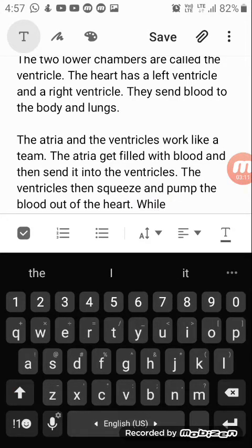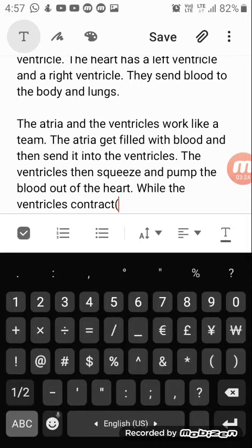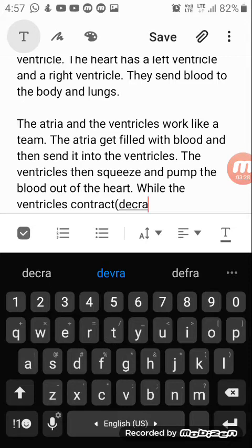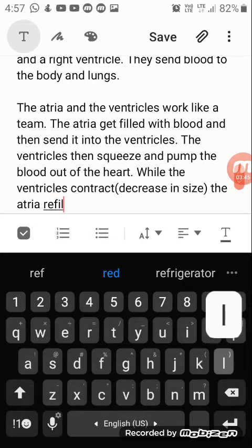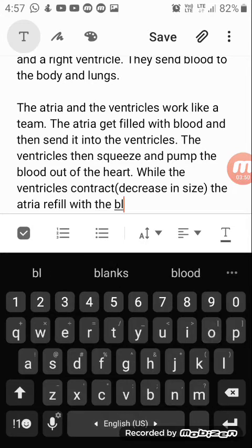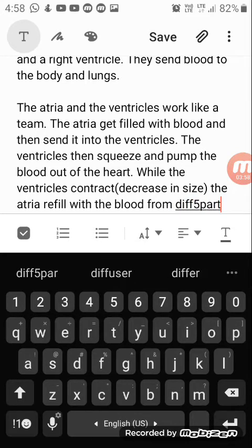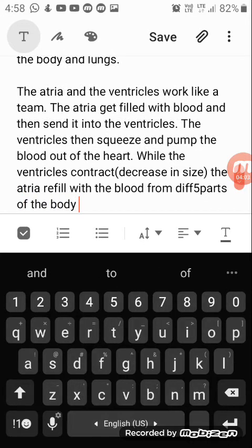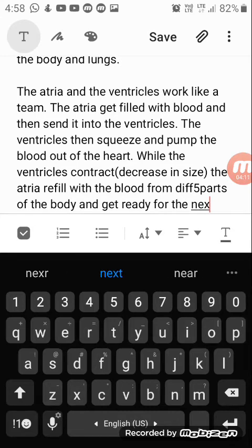While the ventricles contract, meaning decrease in size, the atria refill with the blood from different parts of the body and get ready for the next contraction.